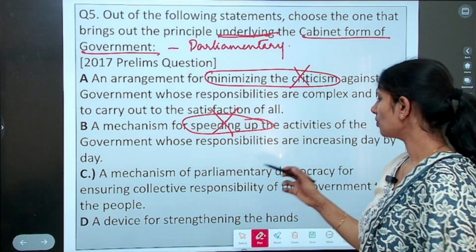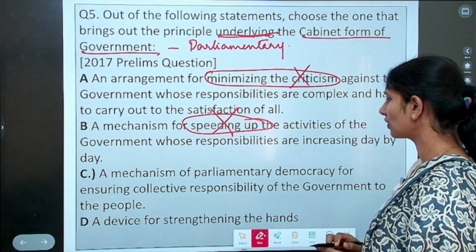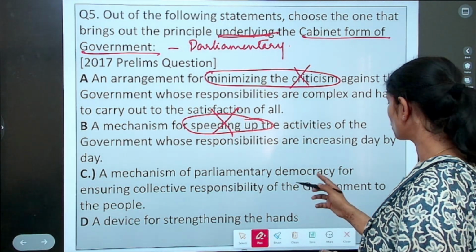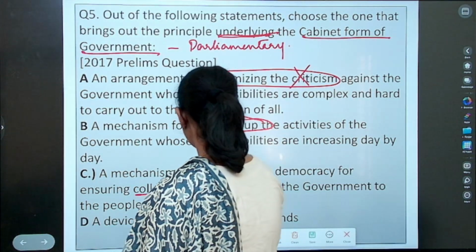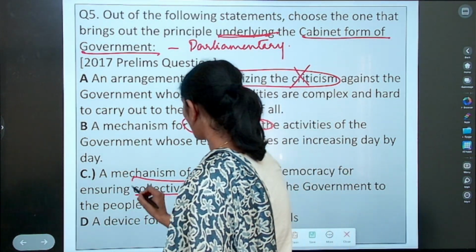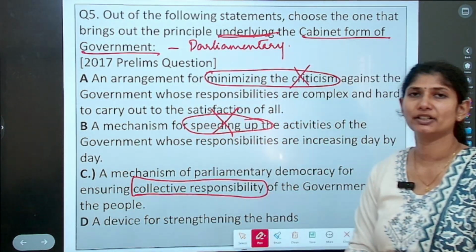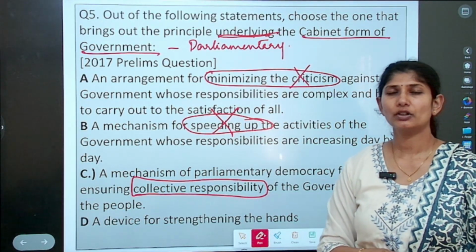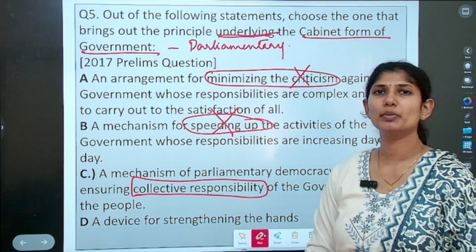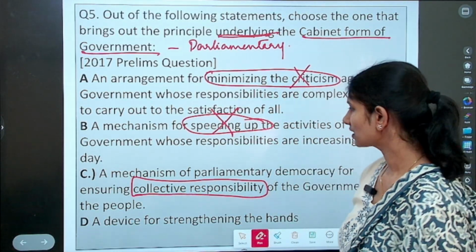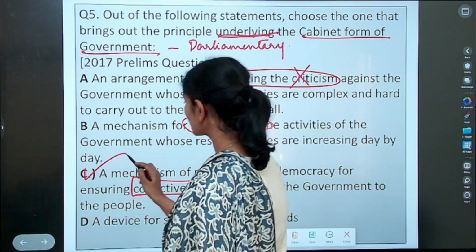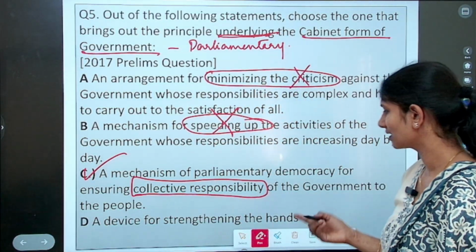A mechanism of parliamentary democracy for ensuring collective responsibility of the government to the people. Now look at this. This is the whole point why we picked the parliamentary form of government. Your executive has to be answerable to the legislature. Understanding? So this is the correct option. Let's see the last option.